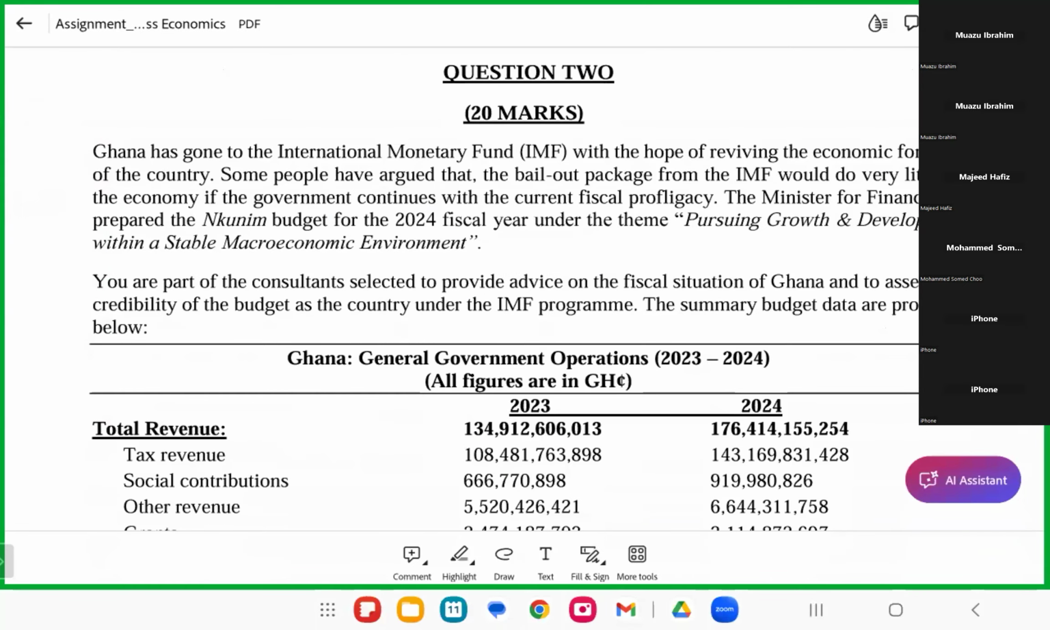Okay, so back to the question. So this is the assignment. We are saying Ghana has gone to the IMF with the hope of reviving the economy. The finance minister prepared the Nkonim budget. You know the last budget was called the Nkonim budget. I think that was his last budget he read before exiting. It is under the theme pursuing growth and development within a stable macroeconomic environment.